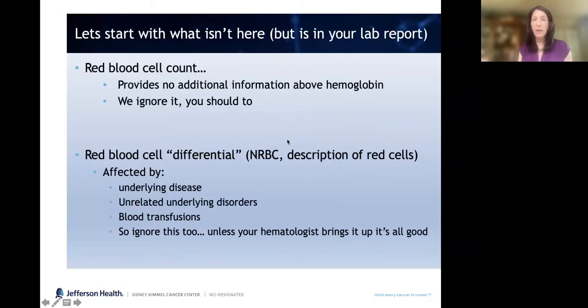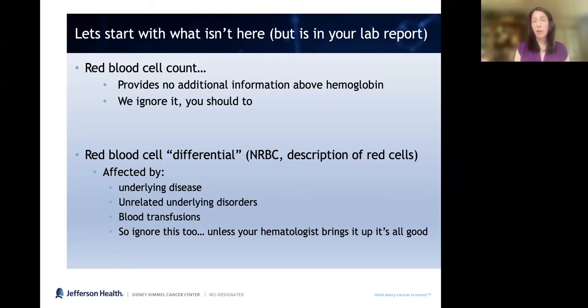So let's start with a couple of things that are not on that picture that I'm frequently asked about. So one is the red blood cell count. And it provides you with really no additional information above the hemoglobin and hematocrit. And to be perfectly honest, we all ignore that number, and you should too. So I frequently get asked about it, but it doesn't really provide any information for you. So we're going to ignore that one.